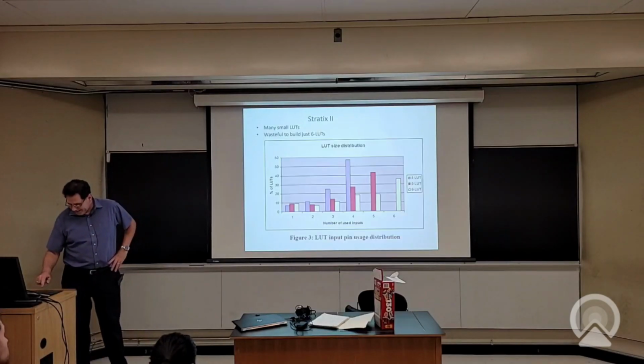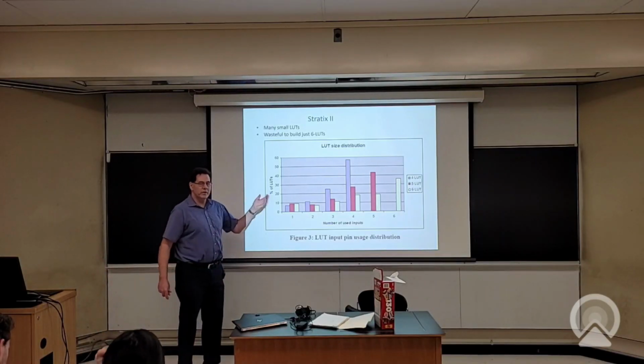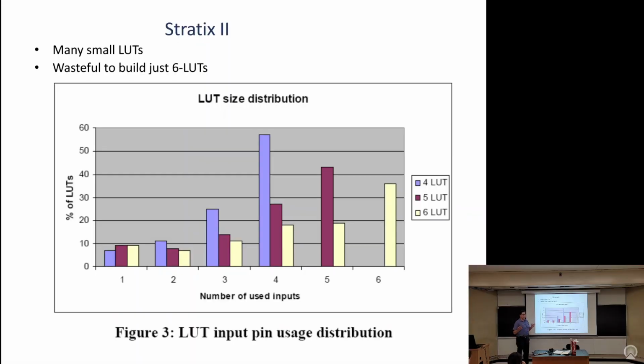Okay, so these are results from Altera's internal CAD flow, basically their internal version of that VPR CAD flow I showed you, run at the time of Stratix 2. So what is this showing? It's showing, averaged over a whole bunch of benchmarks, how many inputs we use in each lookup table.